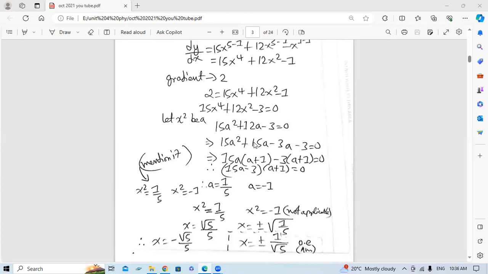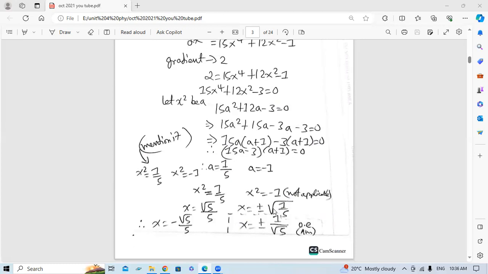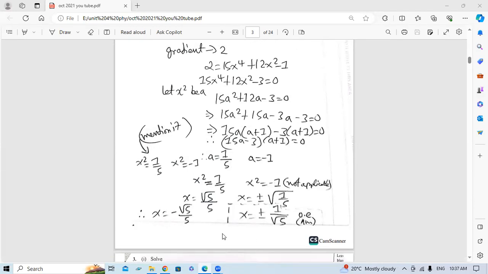We just need to split the middle term over here. And there will be two values, a equals 1 by 5 and a equals minus 1. So x squared is a. So x squared equals 1 by 5 and x squared equals minus 1, which is not applicable. So x squared equals 1 by 5, x equals root over 5 by 5, and the final answer will be x equals plus minus 1 by root over 5.